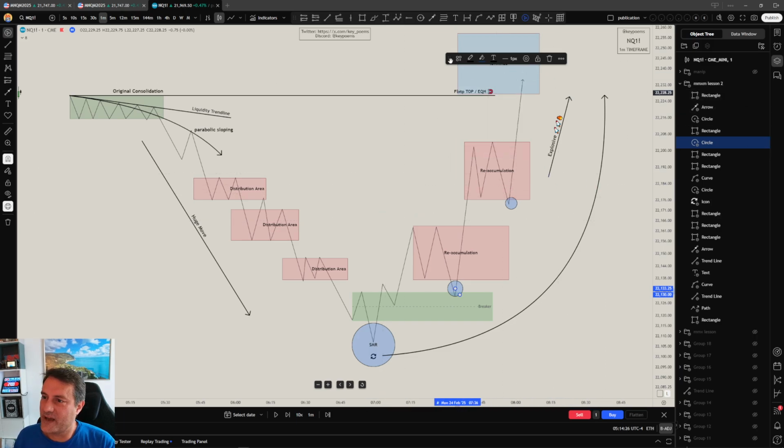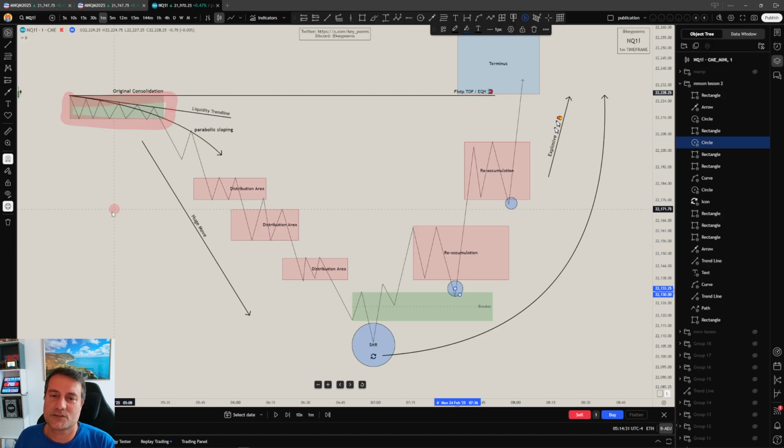And then everything goes back to the terminus. So the movement is complete once we go back and go back up. Okay, what do you want to say next?